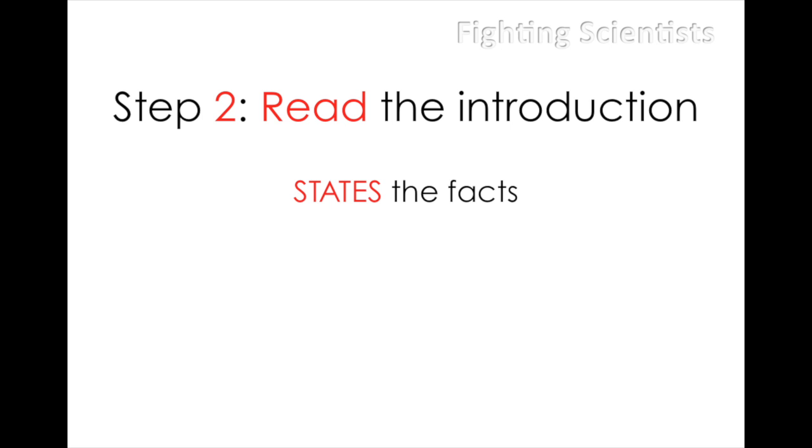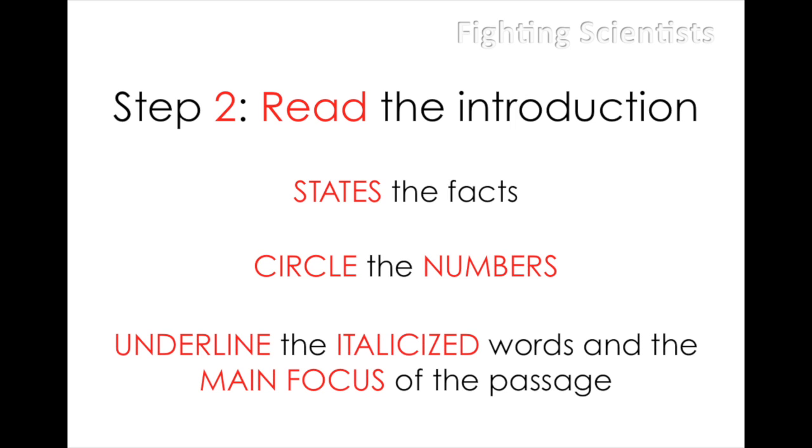Oftentimes, you'll find answers to the questions about both scientists in this paragraph. You'll still be circling numbers and underlining italicized words. You should also underline the sentence explaining what the argument is about.